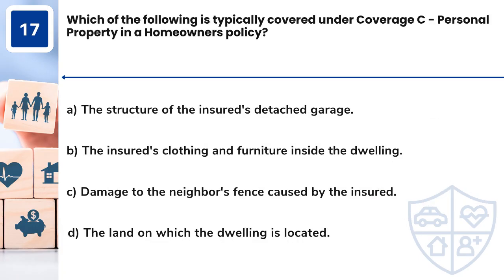Question 17. Which of the following is typically covered under Coverage C, personal property, in a homeowner's policy? A. The structure of the insured's detached garage. B. The insured's clothing and furniture inside the dwelling. C. Damage to the neighbor's fence caused by the insured. D. The land on which the dwelling is located.